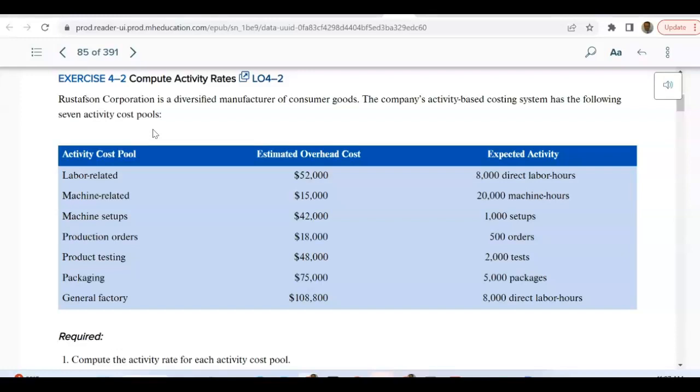So the ABC system provides better allocation of manufacturing overhead to production, and that will help to calculate the cost of goods sold for each product more precisely and be more competitive in the market. If the cost of goods sold calculation is not accurate, then your selling price in the market will not be accurate either, and it will not be competitive.